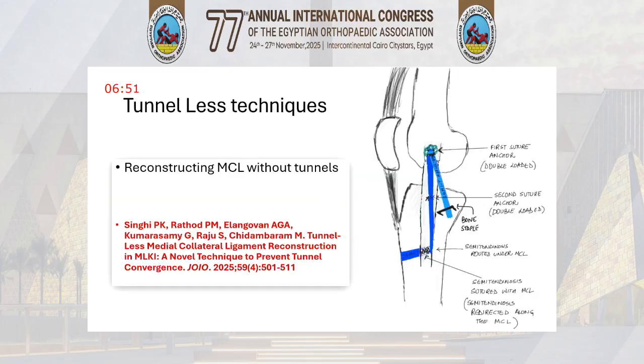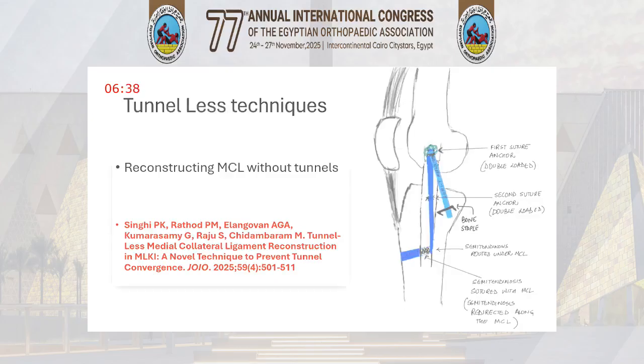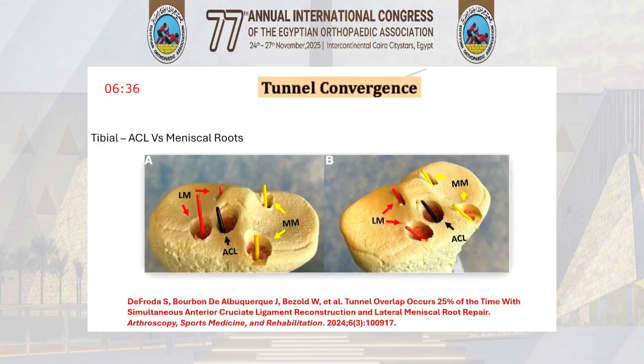Tunnelless techniques have been very handy, especially where multiple tunnels are required, and this is one recently published technique from India for MCL reconstruction. They use an anchor. And this image shows the location of meniscal root tunnels in relation to the ACL tunnel on the tibia. Some surgeons include the lateral meniscus posterior root tunnel with the ACL tunnel, but that is not anatomical. We'll come to those later.